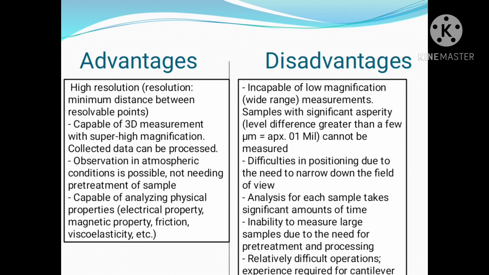Disadvantages of AFM: it is incapable of low magnification, and positioning is difficult due to the need to narrow down the field of view. Analysis of each sample takes a significant amount of time, and it cannot measure large samples due to the need for pretreatment and processing. Operation is relatively difficult, and experience is required for cantilever replacement.